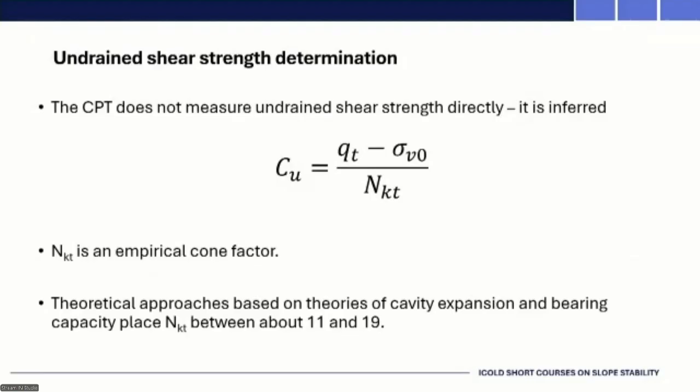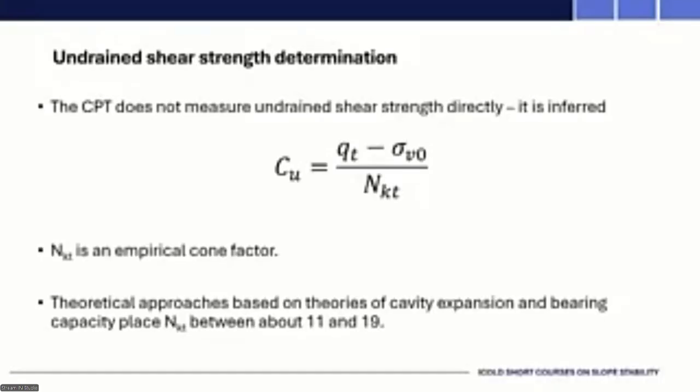So undrained strength, this is the equation that's commonly used. Again, it's not measuring it directly. It's been inferred from a calculation of this type: corrected tip resistance minus your total vertical stress, divided by some magic parameter, which is the empirical cone factor. Now, I really want to stress that in a lot of the early work, people did very sophisticated plasticity analyses and got upper bound and lower bound values, which said you should expect it to be between about 11 and 19.